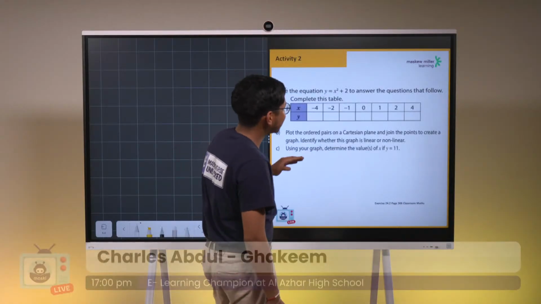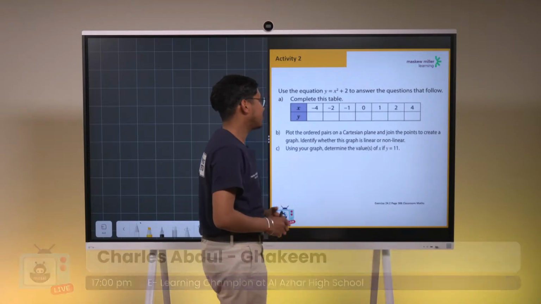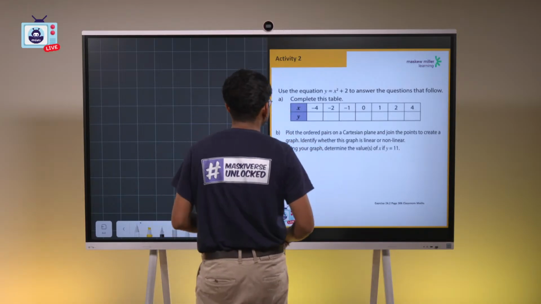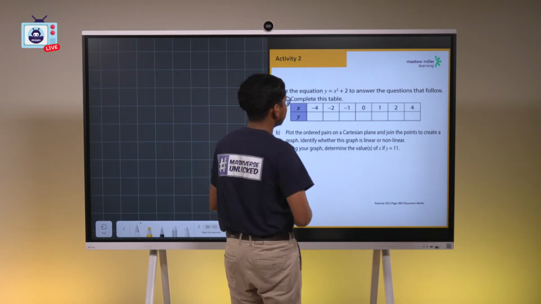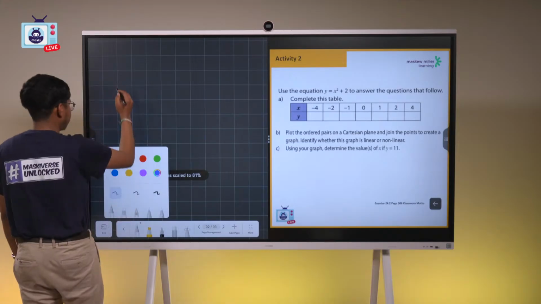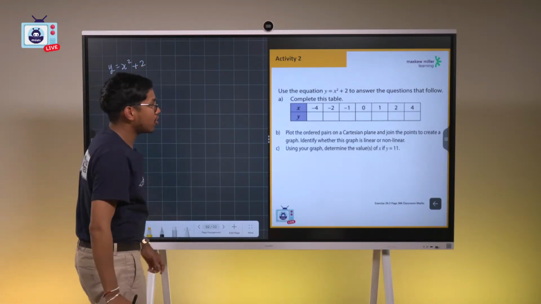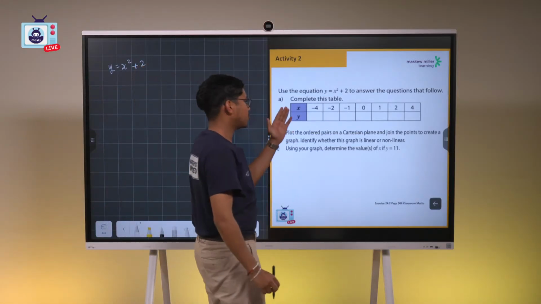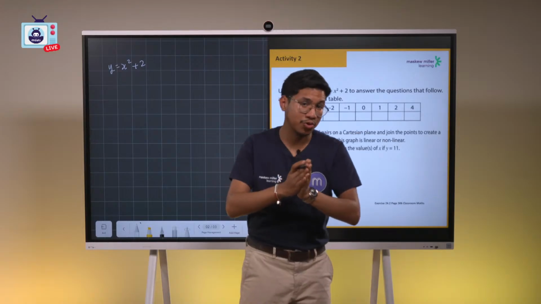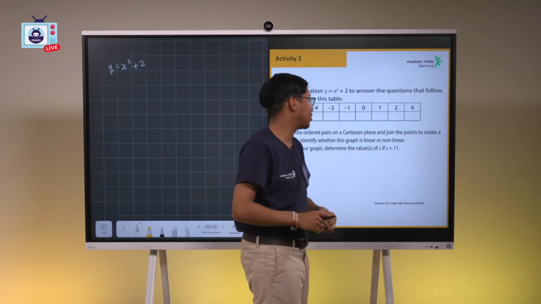We had some time to look at the equation that's given to us, and then also what input values were given and how we will get our corresponding output values, okay? So it is telling us here to use the equation y is equal to x squared plus 2, to answer the questions that follow. So we need to complete the table. Again, we are given x values, or input values, and our responsibility is to substitute these input values into the equation to see what our corresponding output values will be.